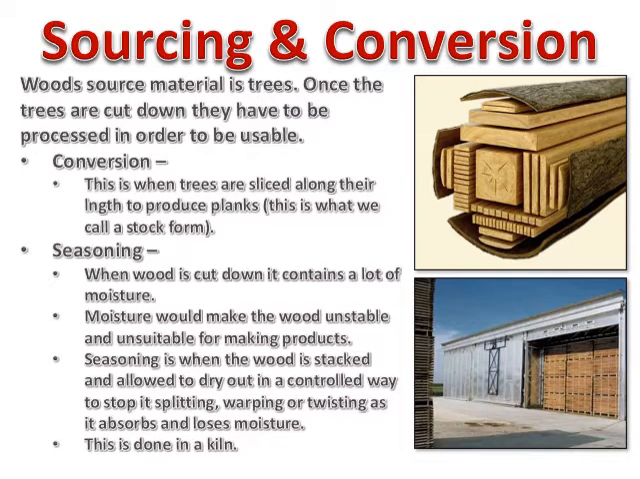The other sort of stock form is a sheet, and that is what we get from making manufactured boards. Now this section down here, seasoning. So when you cut down wood, it contains a lot of moisture because it's a living thing. And if you were to use the wood straight from the tree, that moisture would make it unstable, and it would cup, it would twist, it would warp, it would split as it absorbs and loses moisture.